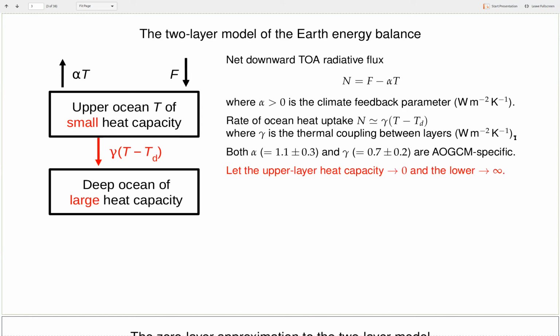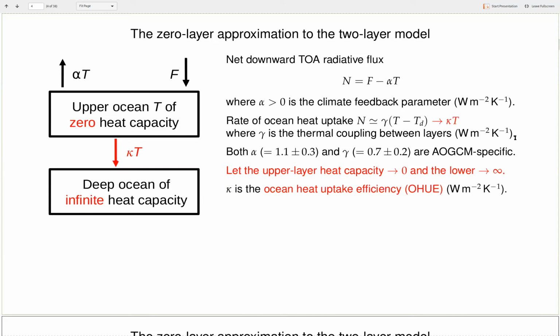Now, most of the heat capacity is in the lower layer and very little in the upper layer. So we can make a further approximation of just ignoring the upper layer heat capacity and allowing the lower one to be infinite. If the lower layer has an infinite heat capacity, then it never warms up. So you can also neglect TD. And with that approximation, we can replace the coupling with just kappa T, where kappa is the ocean heat uptake efficiency. So this is an approximation. In fact, kappa tends to decline because the deeper ocean does warm up. But that's, if you like, a second order effect. So to a reasonable degree of accuracy, we can ignore that.